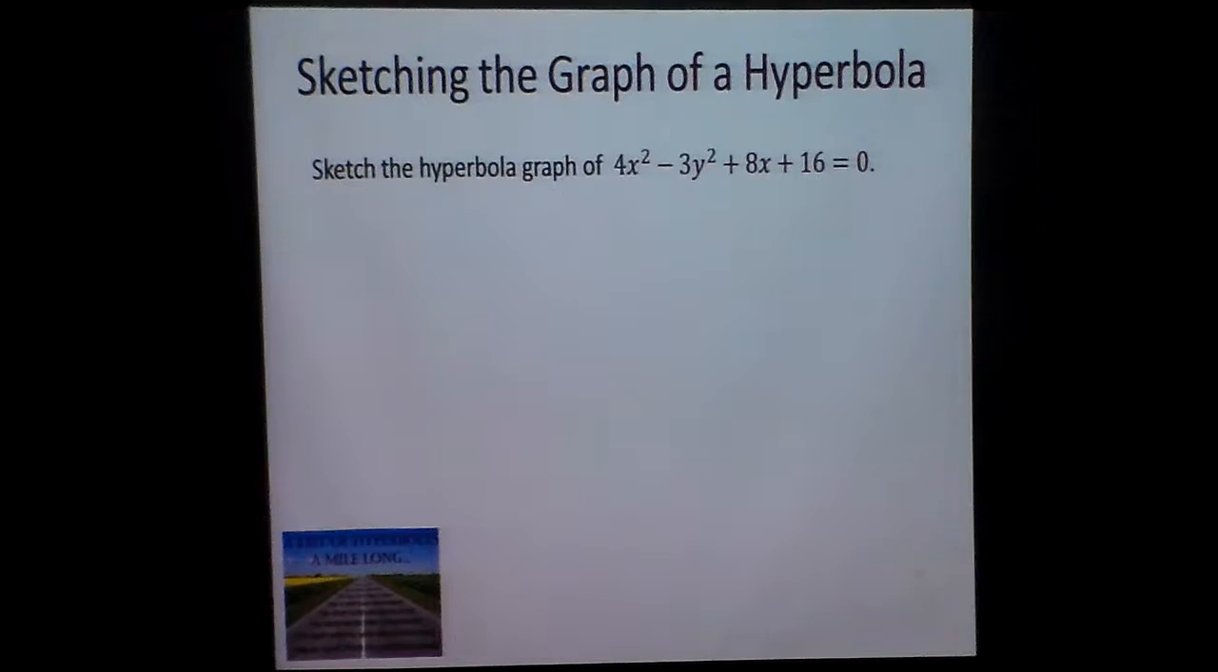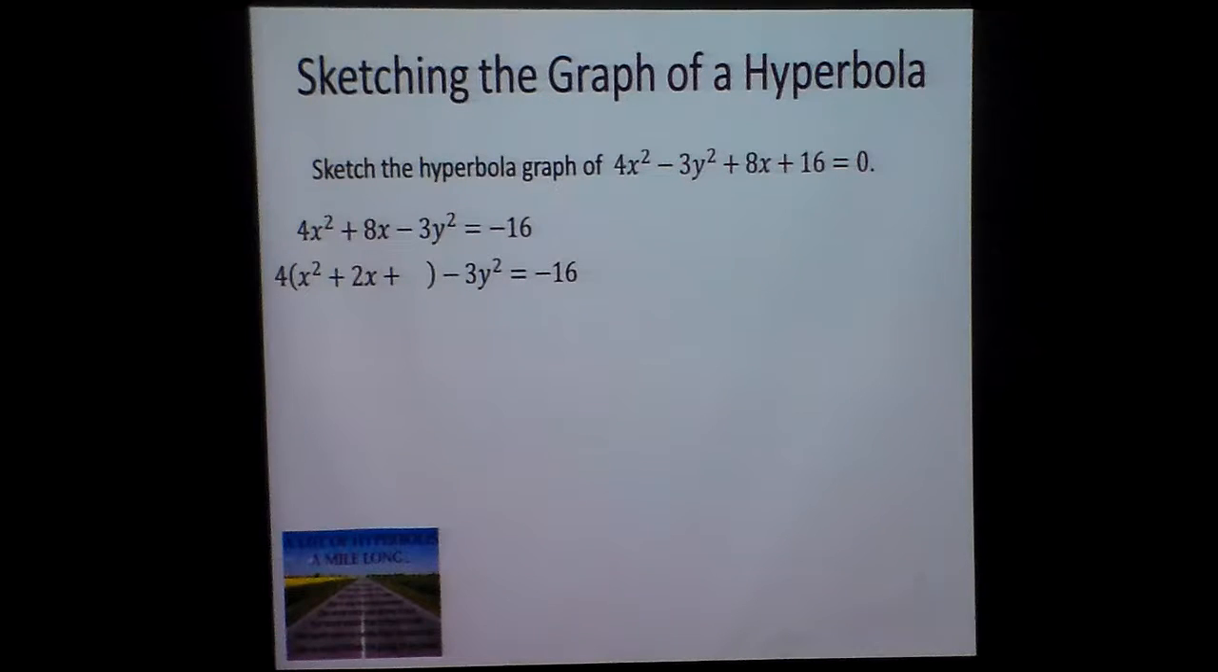Okay, let's sketch the graph of a hyperbola where the center's not at the origin. Well, the first thing I want to do is rewrite the problem with my x's together and my y's. I will need to take these x's right here and factor a 4 out of each of them. I'm leaving a little space there so I can complete the square. I don't have to complete the square here because there's no other y's. I also took the 16 and moved it to the other side.